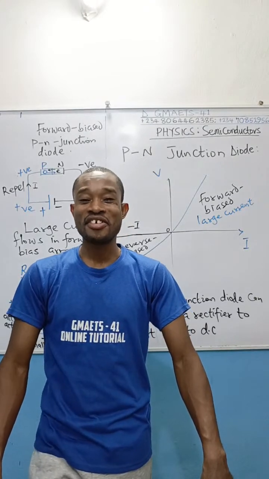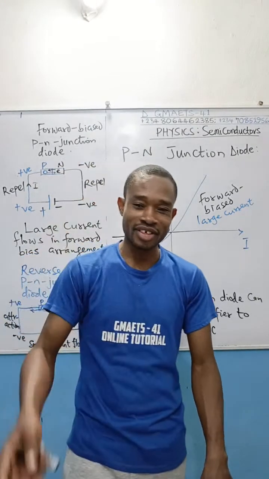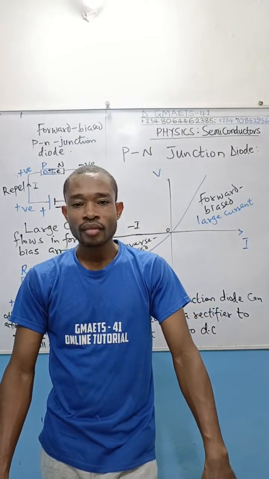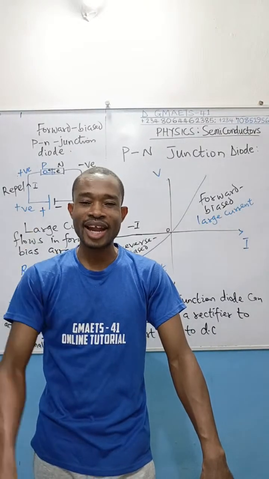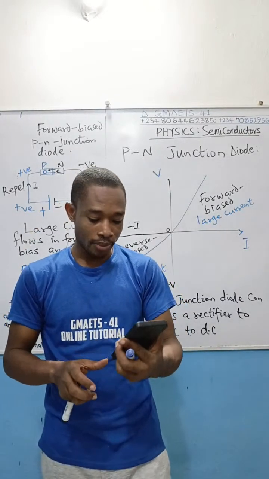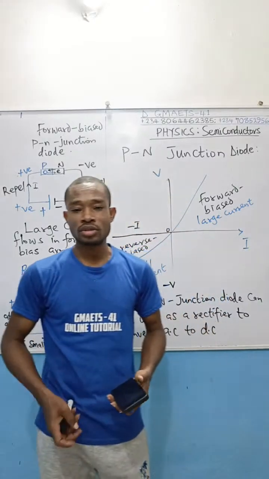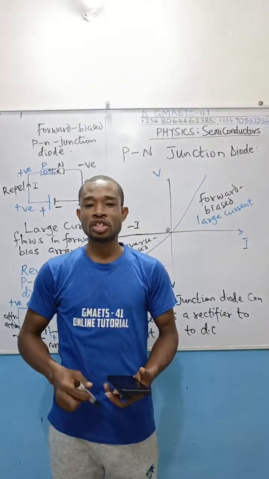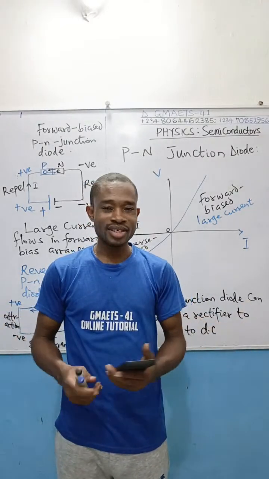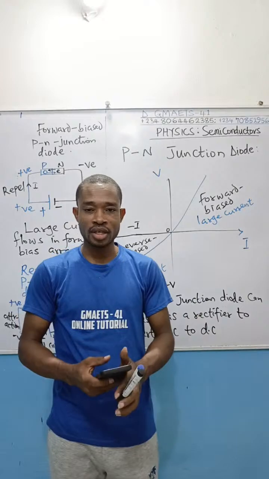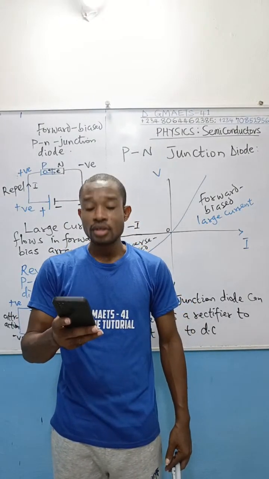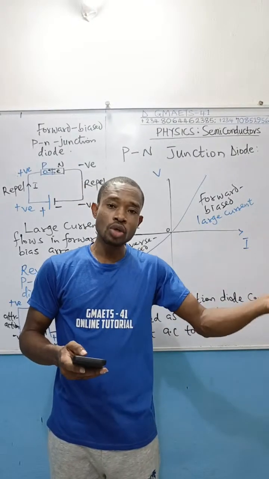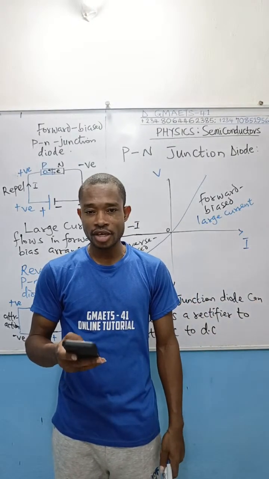The charges, the carriers responsible for allowing conductivity, are already there in the PN junction. It is also cheaper to manufacture this PN junction diode in large quantity than to manufacture a thermionic diode. So these are some advantages of the PN junction diode over the thermionic diode.